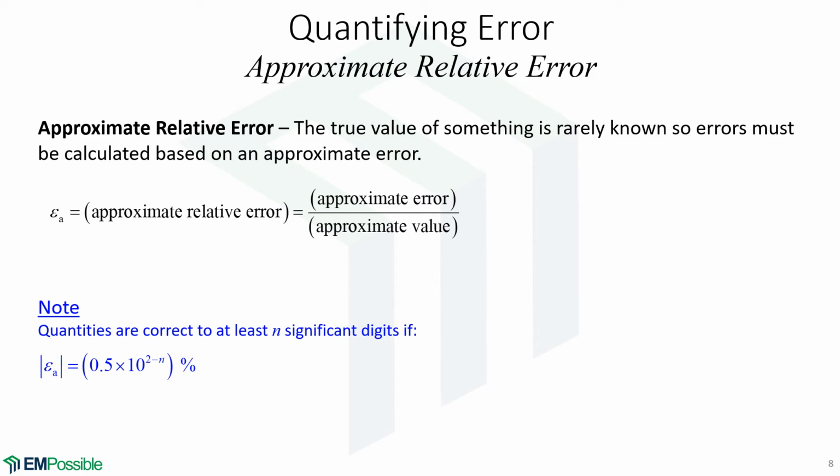So I'll end with this neat little equation, and we can be sure that quantities are correct to at least n significant digits if our approximate relative error equals this quantity here. Notice here's that n, it's in the exponent here of the 10. So it's a neat way to figure out how many significant digits we have given the approximate relative error.